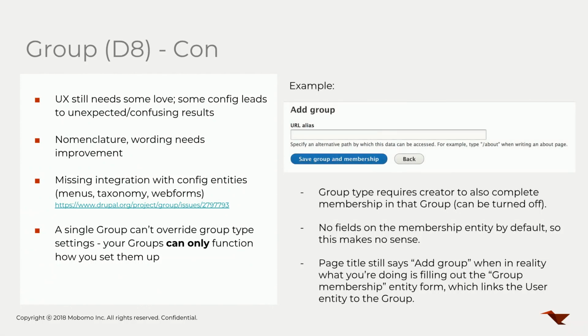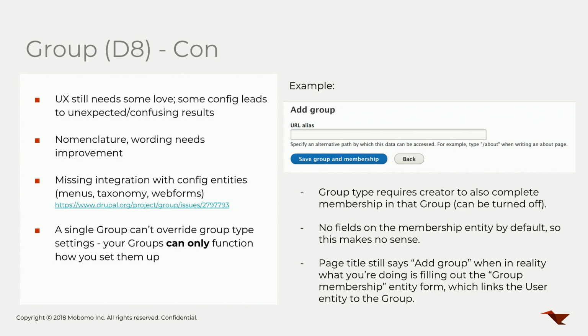And the thing I mentioned as a pro, which is also sort of a con, is that if you wanted to have a situation where I've got a certain group type, but I want this one instance of a group to have its own little set of rules, you just can't do that anymore.